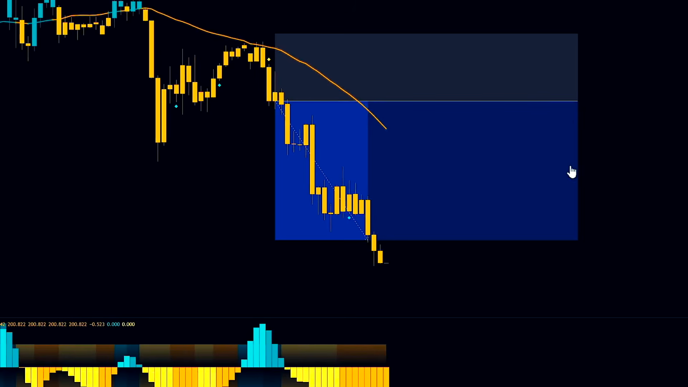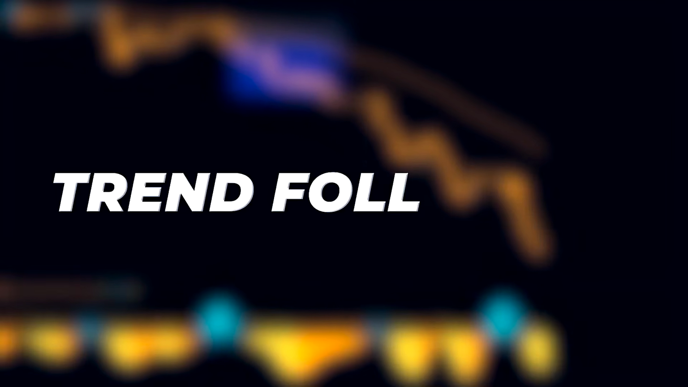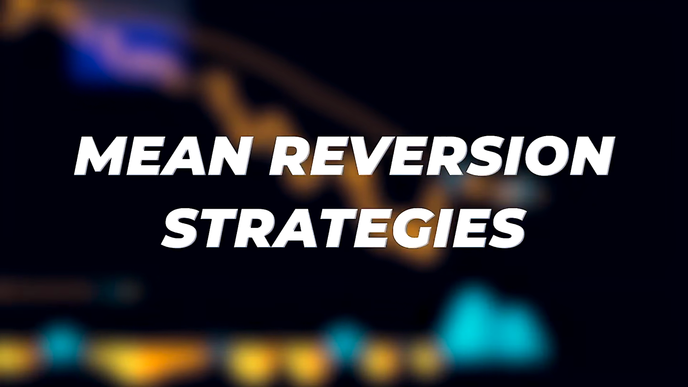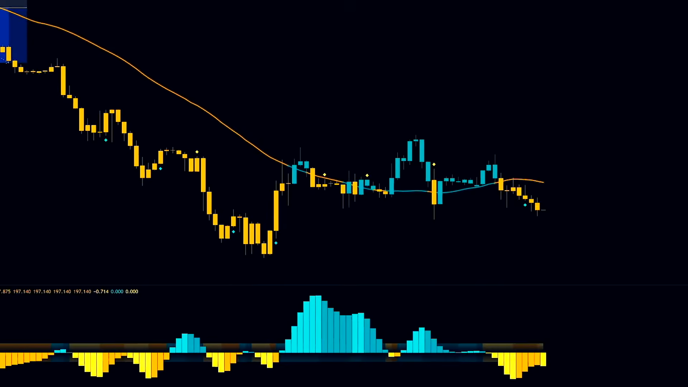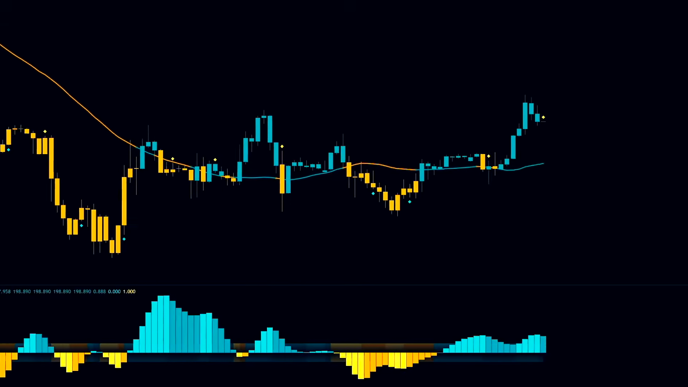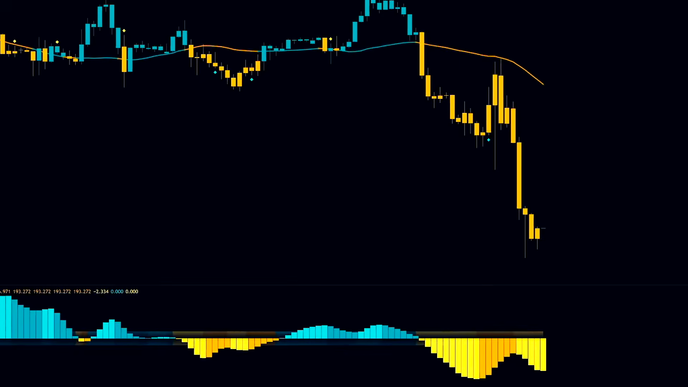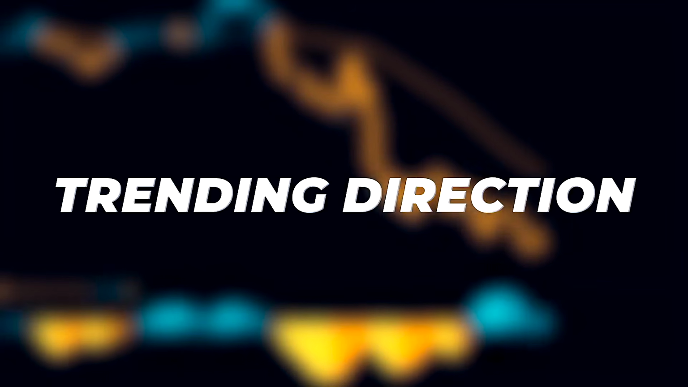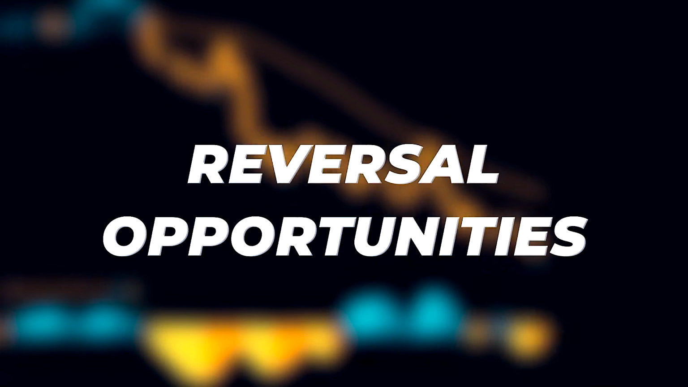Boom! Another profitable trade. To wrap it up, the moving average shift, or MA shift, indicator blends trend following and mean reversion strategies into one clean, easy-to-read package. With customizable settings and clear visual cues, it helps traders nail trend direction, momentum shift, and reversal opportunities.